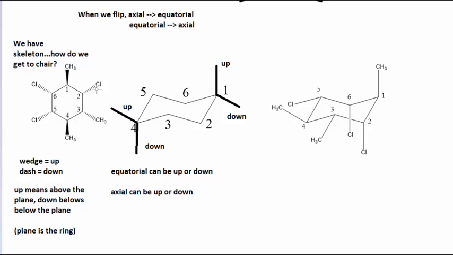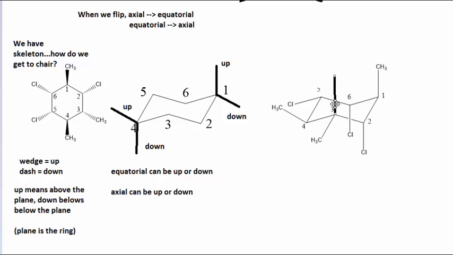That means Cl is going downward in space. If we're at 2, remember, if the axial at 1 was going up, the axial at 2 will go down. If we're at 3, we're at a dash. That's again down. That'll be equatorial, because remember the axial will look like this.